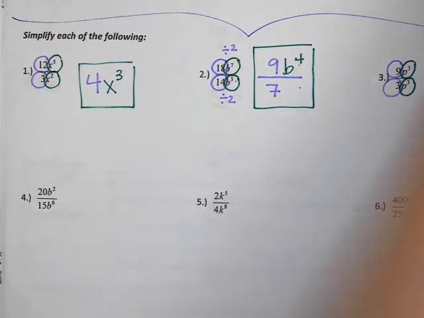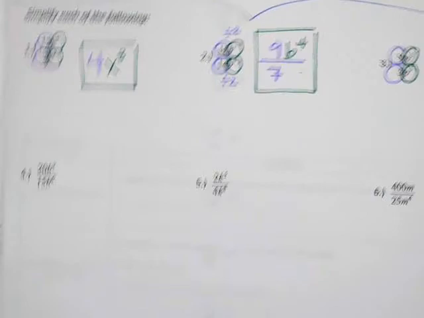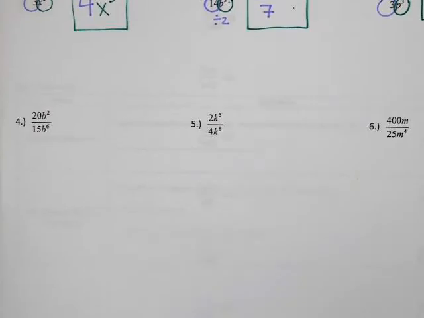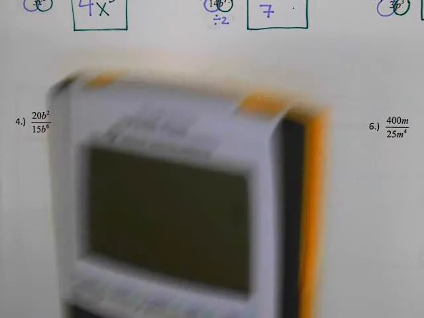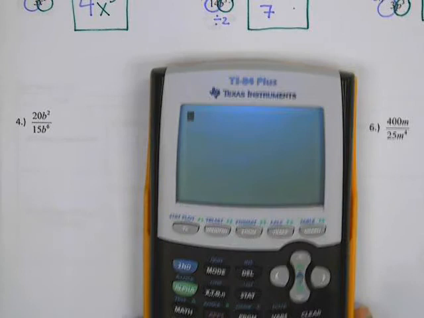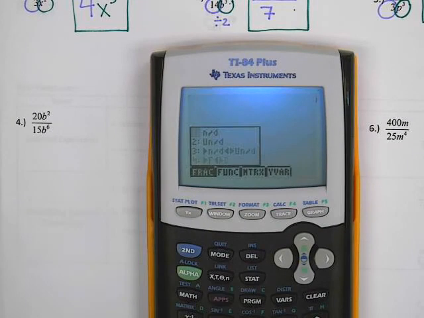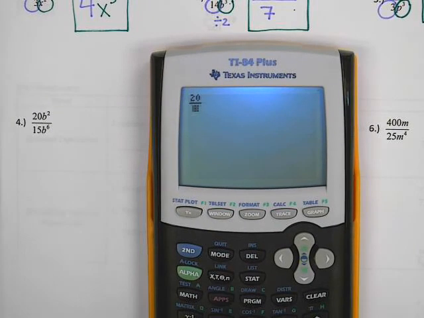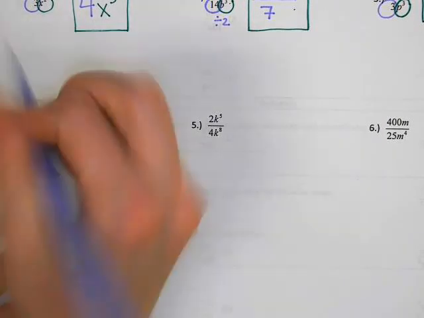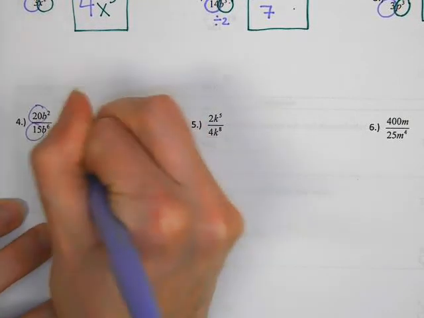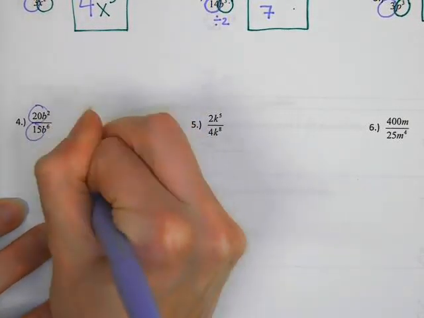Okay, now let's get into some harder ones here. 20/15. This one I'll do in the calculator just to practice. So we're going to type in 20/15 and it's going to reduce to 4/3. And there's nothing wrong with using the calculator there. All right, so this one is 4/3.